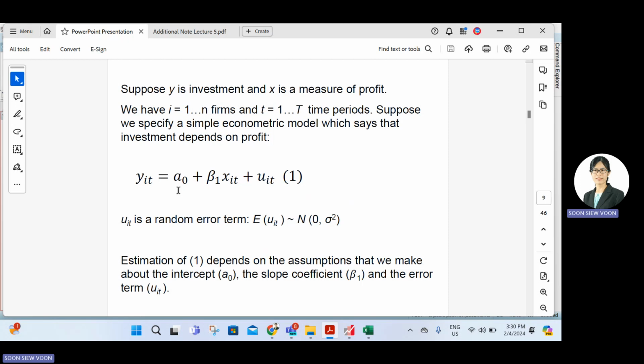If you want to investigate the investment on the profit, this is your model, and in the panel the subscript is it, instead of just i or just t, right? So it's it, which is a panel setting.